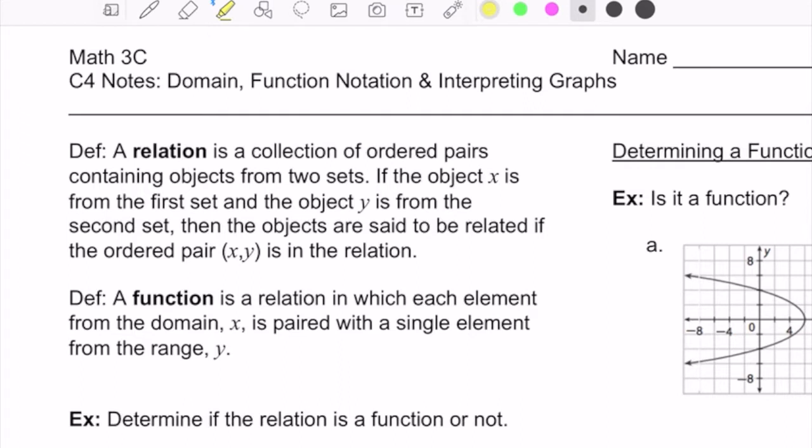definition for a function. So looking here, a function is a relation in which each element from the domain is paired with a single element from the range. So you can't have one x going to two different y's.